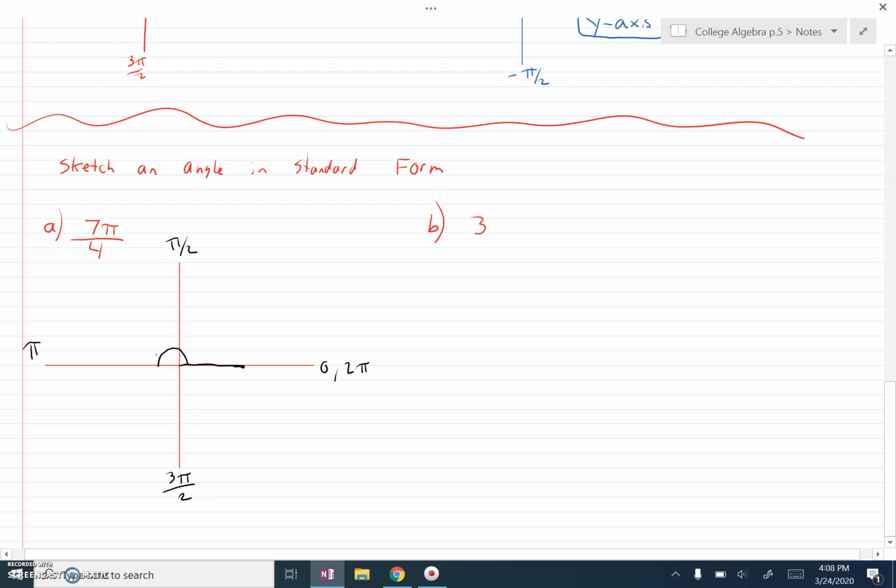4 pi over 4 would be just pi. And then I go to this next one. Is it more than 1.5 pi or 3 pi over 2? And the answer would be yes. That would be 6 pi over 4. So actually it goes someplace here in between these two, and this would be the standard form of that angle.